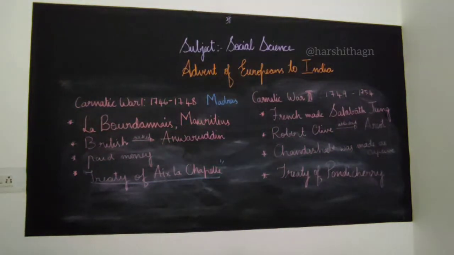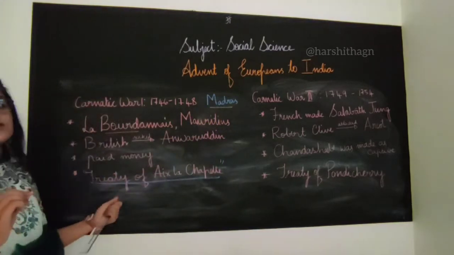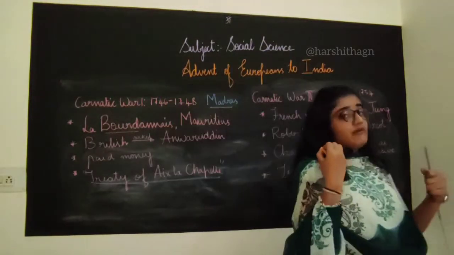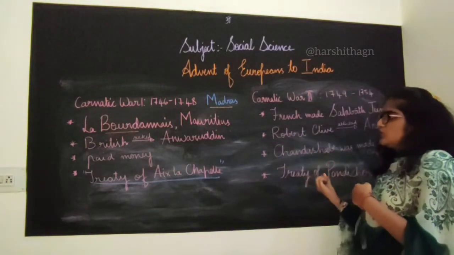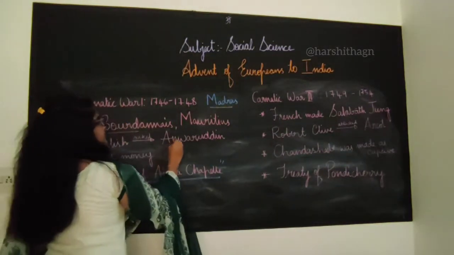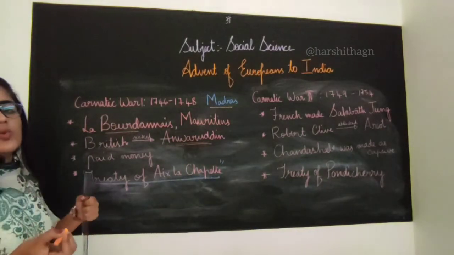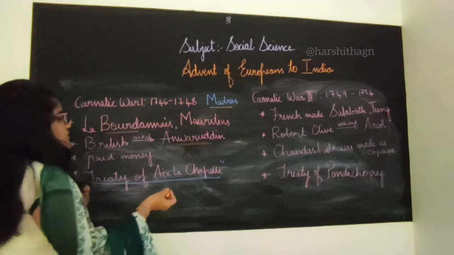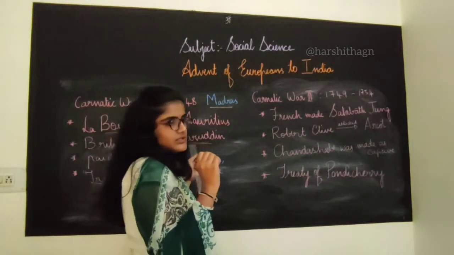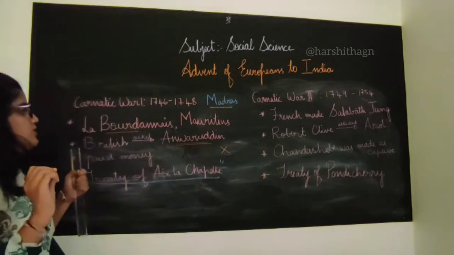La Bourdonnais came and captured Madras. After Madras was taken captive, the British were panicked and very angry. So the British sought the help of Anwaruddin. If you remember, Anwaruddin was the Nawab of the Carnatic. So they took the help of Anwaruddin, but it was a failure. They couldn't capture Madras. It was a failure. So what did the British do?